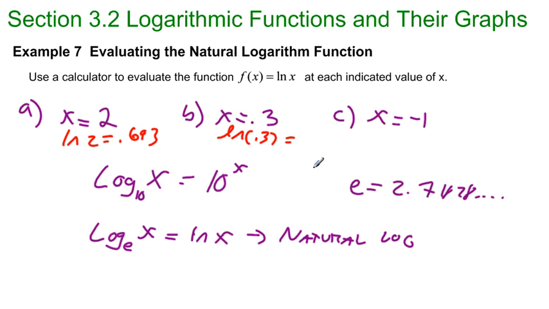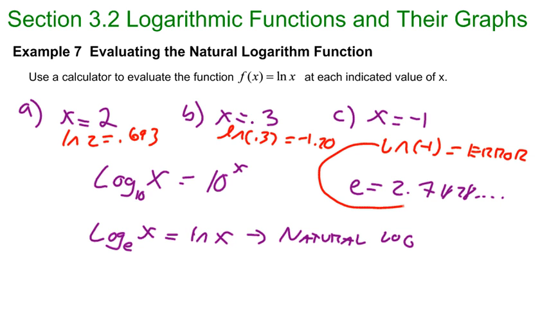I got negative 1.20, negative 1.20. And this next one is the ln of negative 1. Do you get what I get, which is an error message? Remember how we talked about how we can never take the logarithm of a negative number. Let's remember what this means. This means the log base e of negative 1, right? Well, e to the power of what is negative 1?